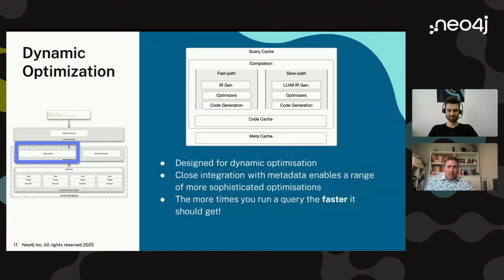This architecture opens up some quite interesting avenues for us. I just talked about tiered compilation. If we go inside the query cache, you see a couple of different paths for how we generate code from the query. Your Cypher comes in, and it gets turned into an intermediate representation that describes the semantics of a query.